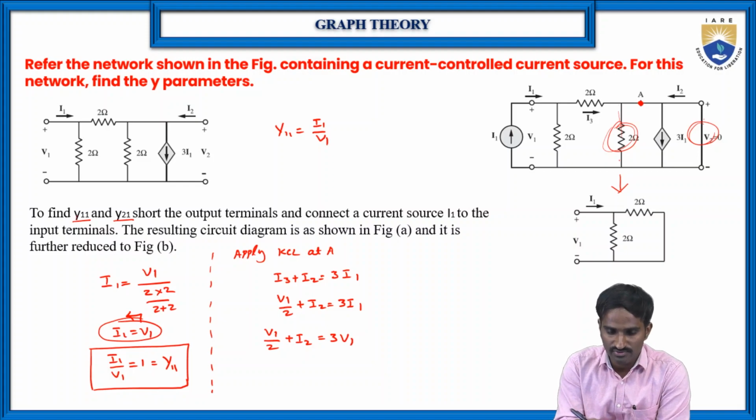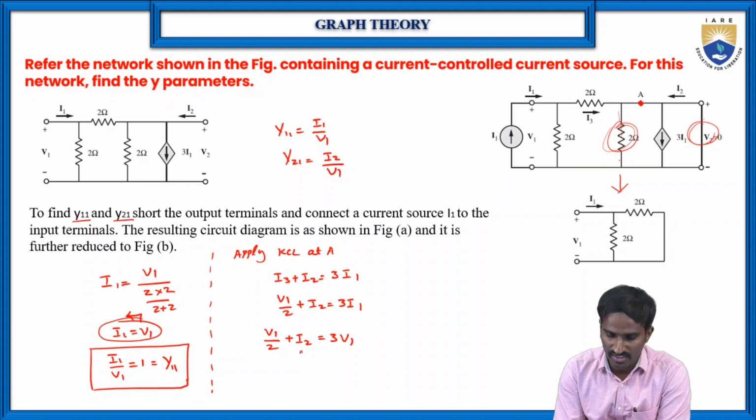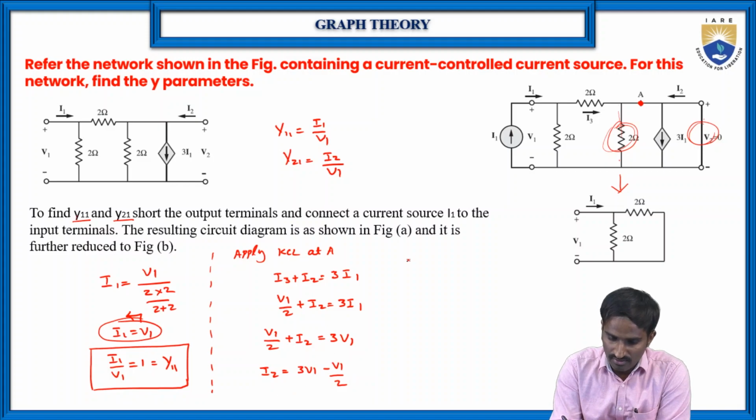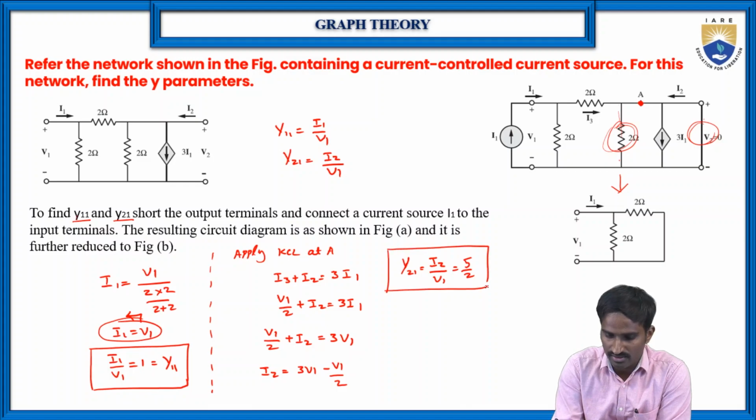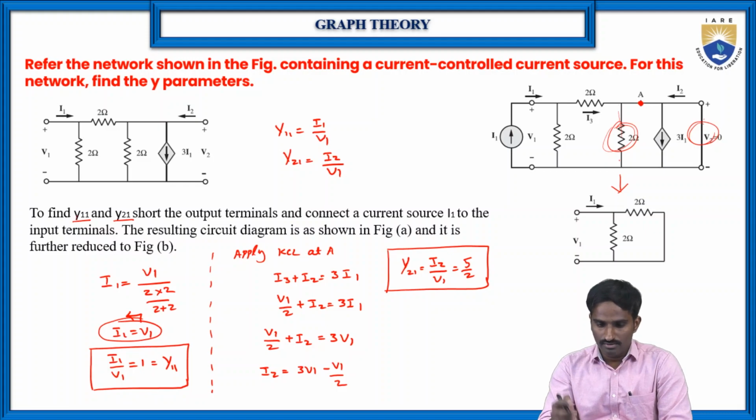Why are we doing this? Because Y21 is equal to I2 by V1, so I2 and V1 are there. For that reason we are making it. Then I2 is equal to 3V1 minus V1 by 2. If you simplify this, then Y21, which is I2 by V1, is equal to 5 by 2. So this is how we can find Y21. Now Y11 and Y21 have been calculated.